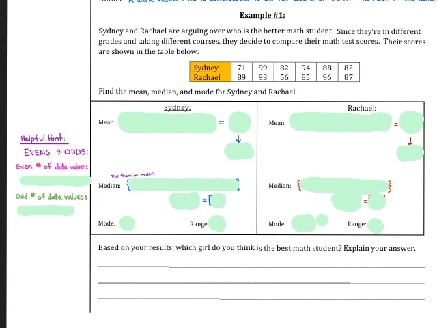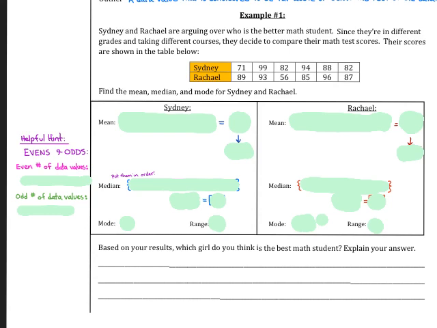This example deals with probably one of the most important things in some of your lives, winning an argument with a sibling. What we're talking about here is Sydney and Rachel. We got these two sisters. They are arguing over who is the better math student. Since they're in different grades and taking different courses, they decide to compare their math test scores. Their scores are shown in the table below.